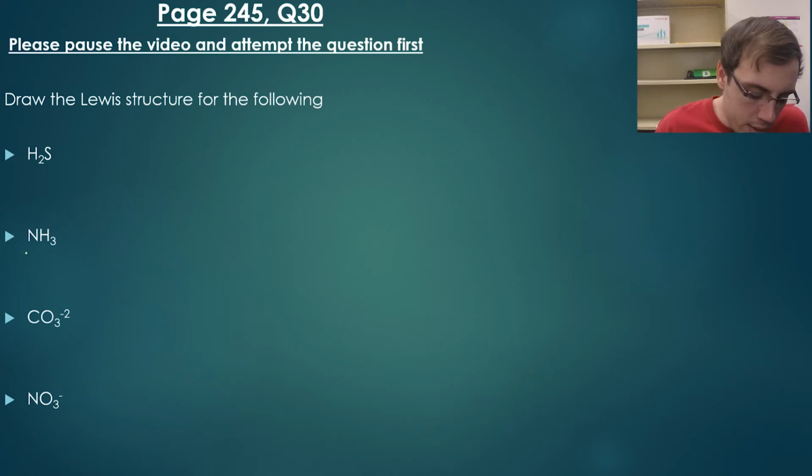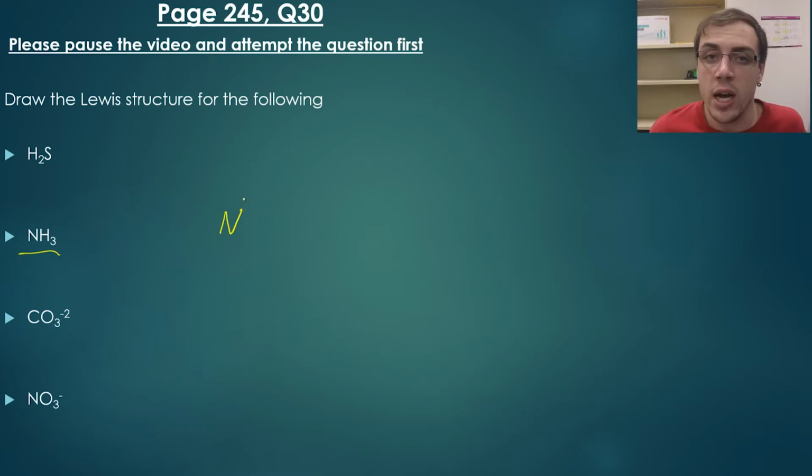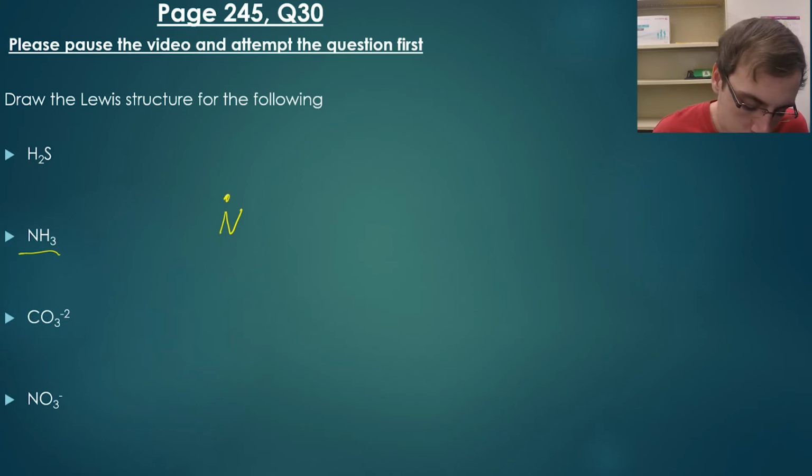The next one that we'll be looking at is now NH3. So NH3, it's the same deal. We write nitrogen, and we write the valence electrons for nitrogen. So nitrogen has 5 valence electrons.